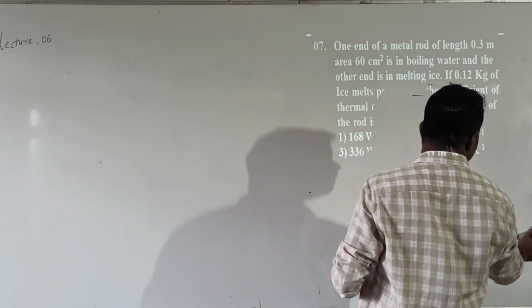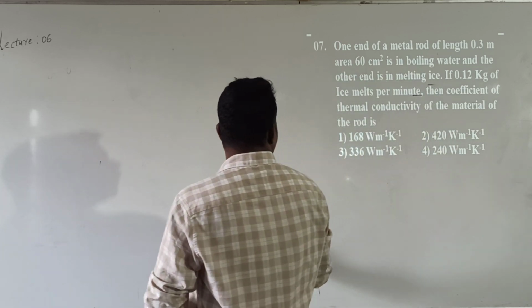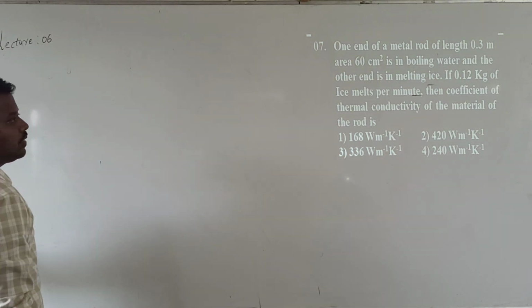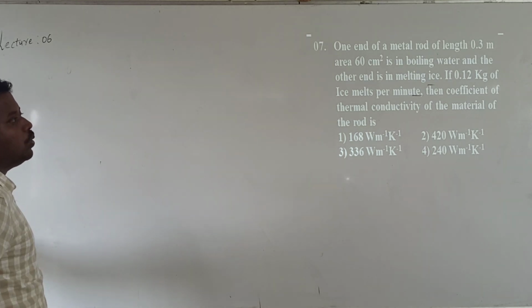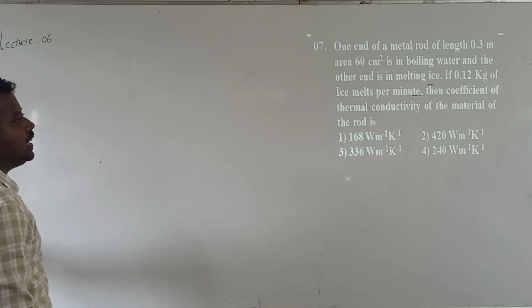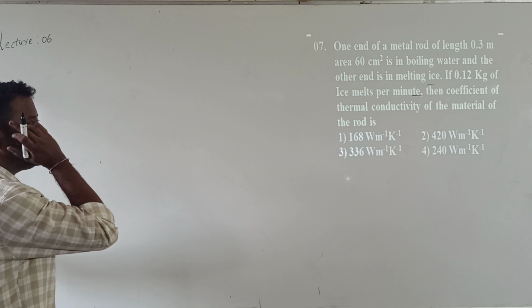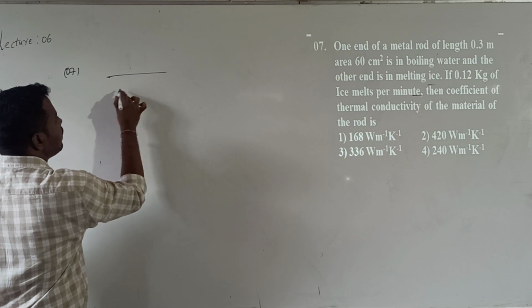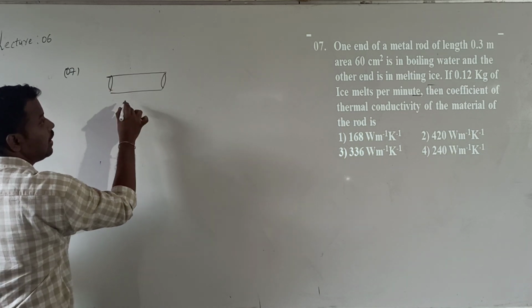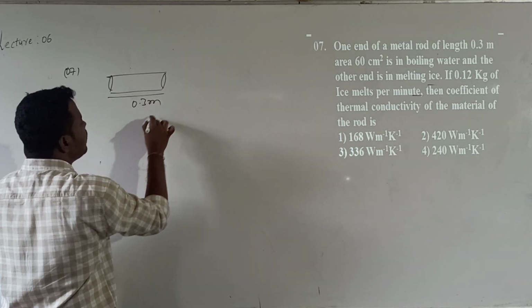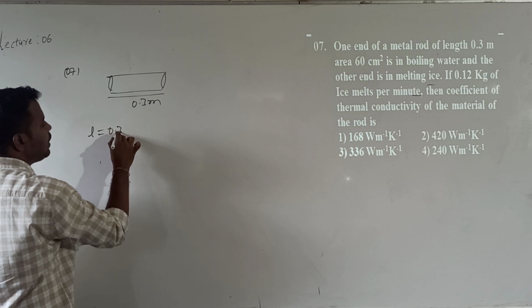Question number 7. What is this question number 7? The one end of a metal rod, length 0.3 meters, area 60 centimeters square, is in boiling water and the other end is in melting ice. If 0.12 kg of ice melted per minute, find the coefficient of thermal conductivity of the material of the rod. Question number 7. They have given one metal rod. What is the rod length given? The length of the rod is 0.3 meters. So L value is 0.3 meters.